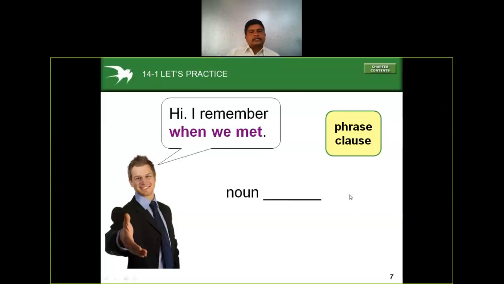Next, hi, I remember when we met. Which phrase? What is the answer here? It's a noun clause, because a noun clause is always followed by a WH word. But as you all know, a noun phrase doesn't follow with a WH word, whereas a noun clause will always begin with a WH word, which is added in the middle of the statement. Am I right? Hi, I remember when we met you.